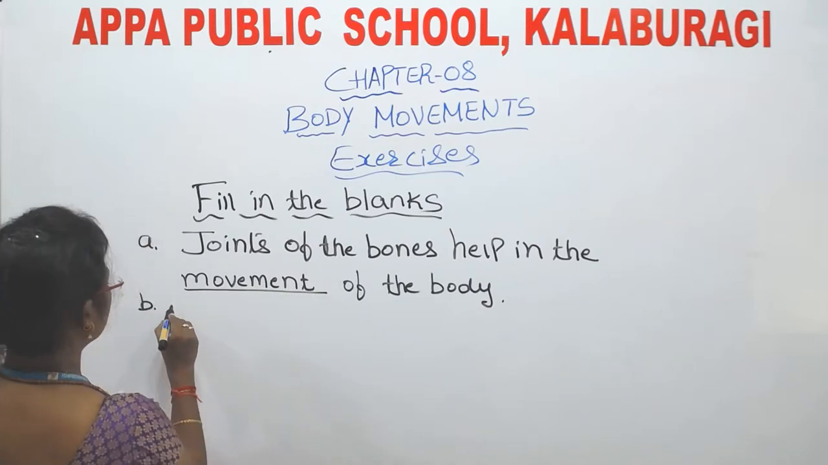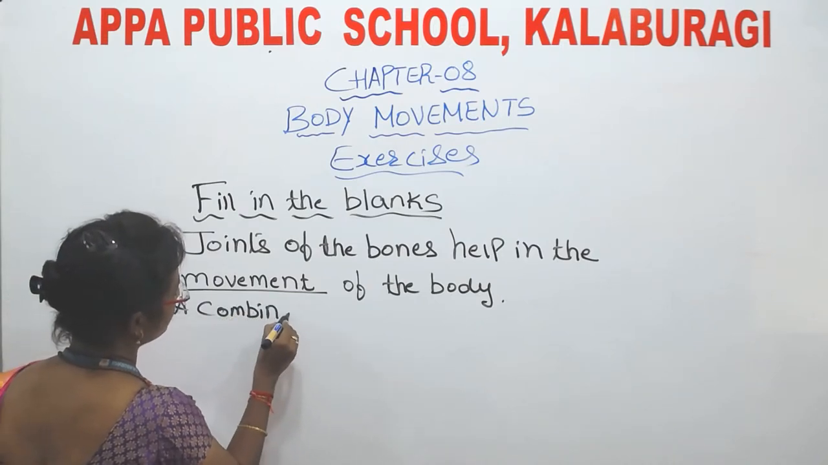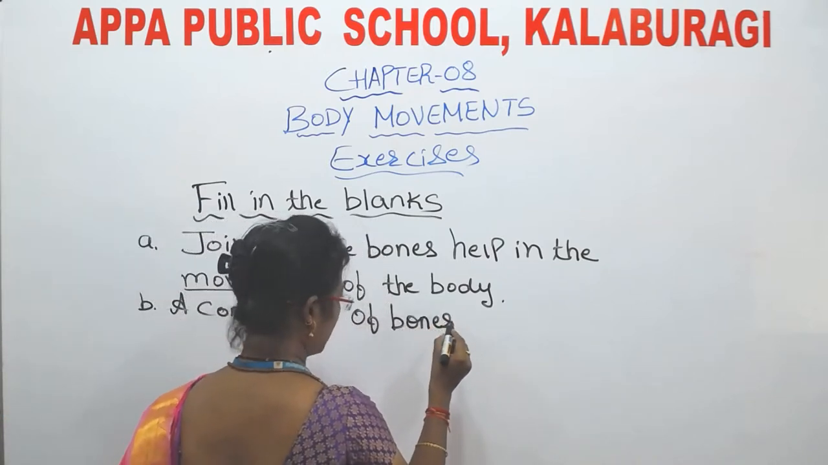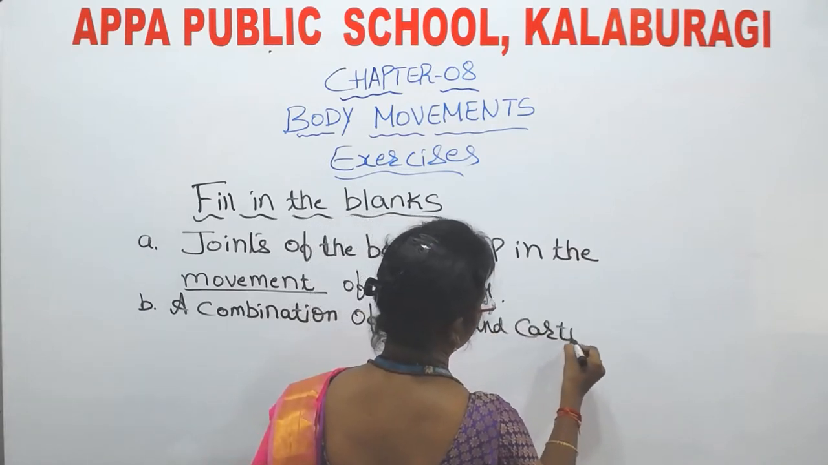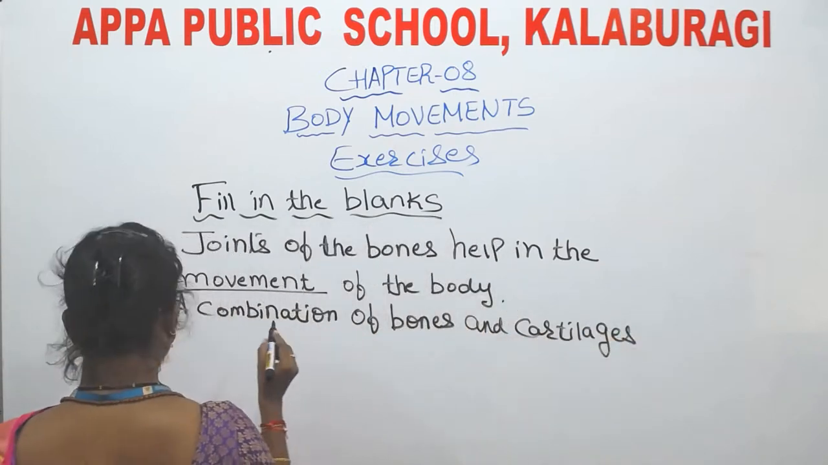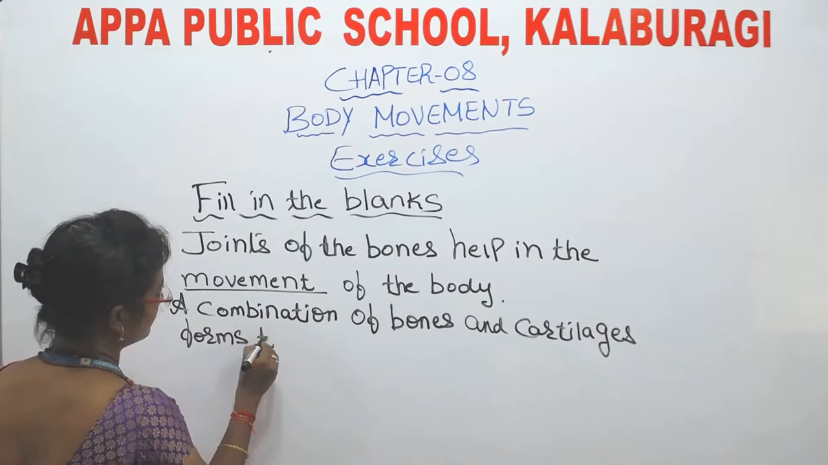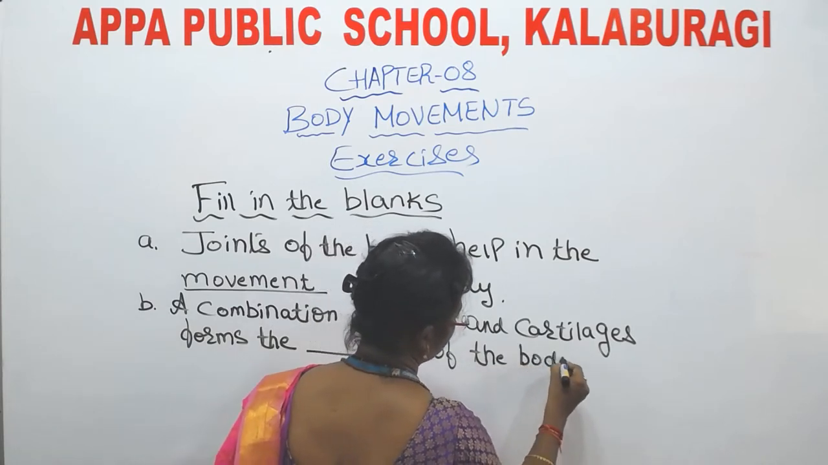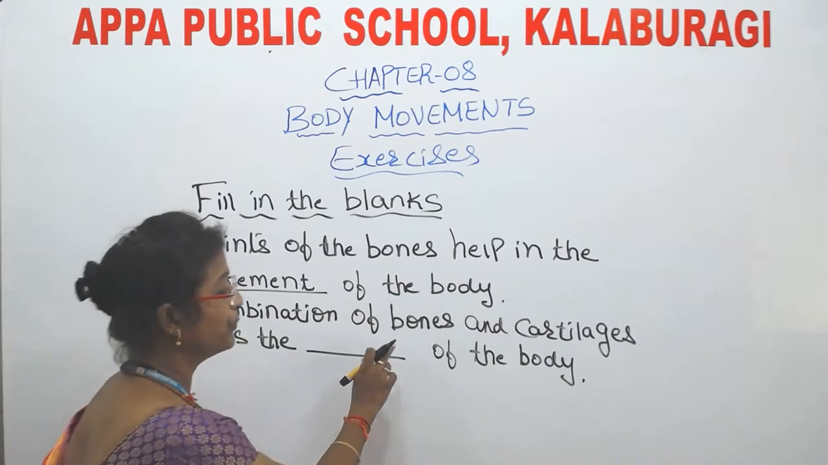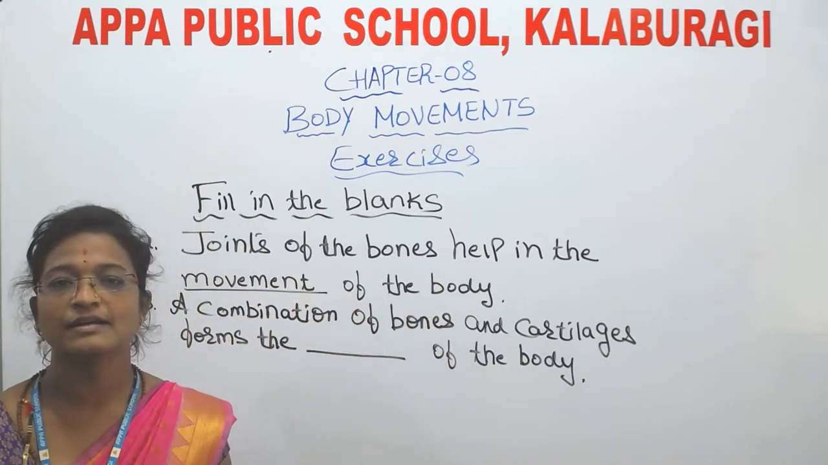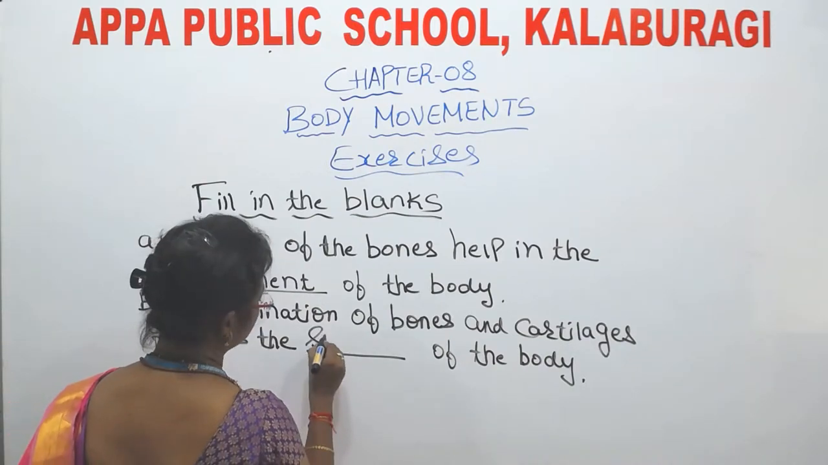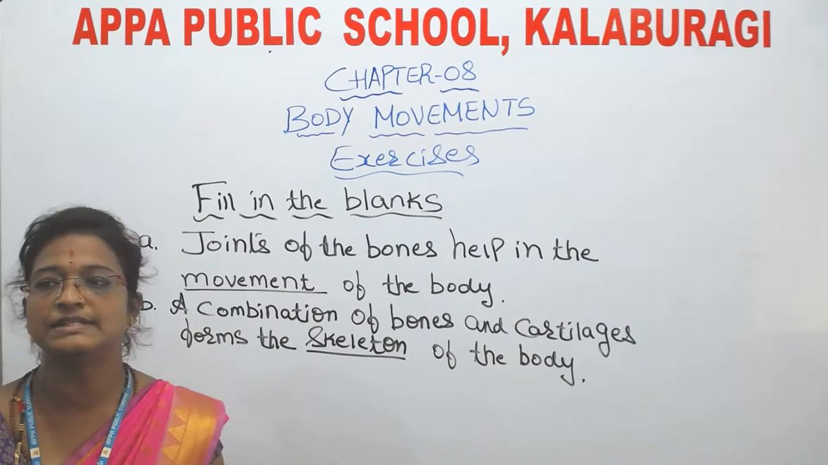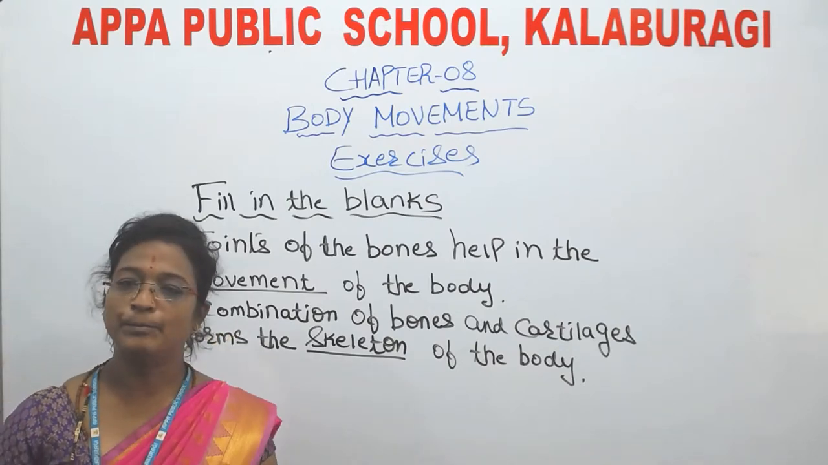Next one: a combination of bones and cartilages forms the dash of the body. What does it form? It forms the skeleton. So a combination of bones and cartilages forms the skeleton of the body.